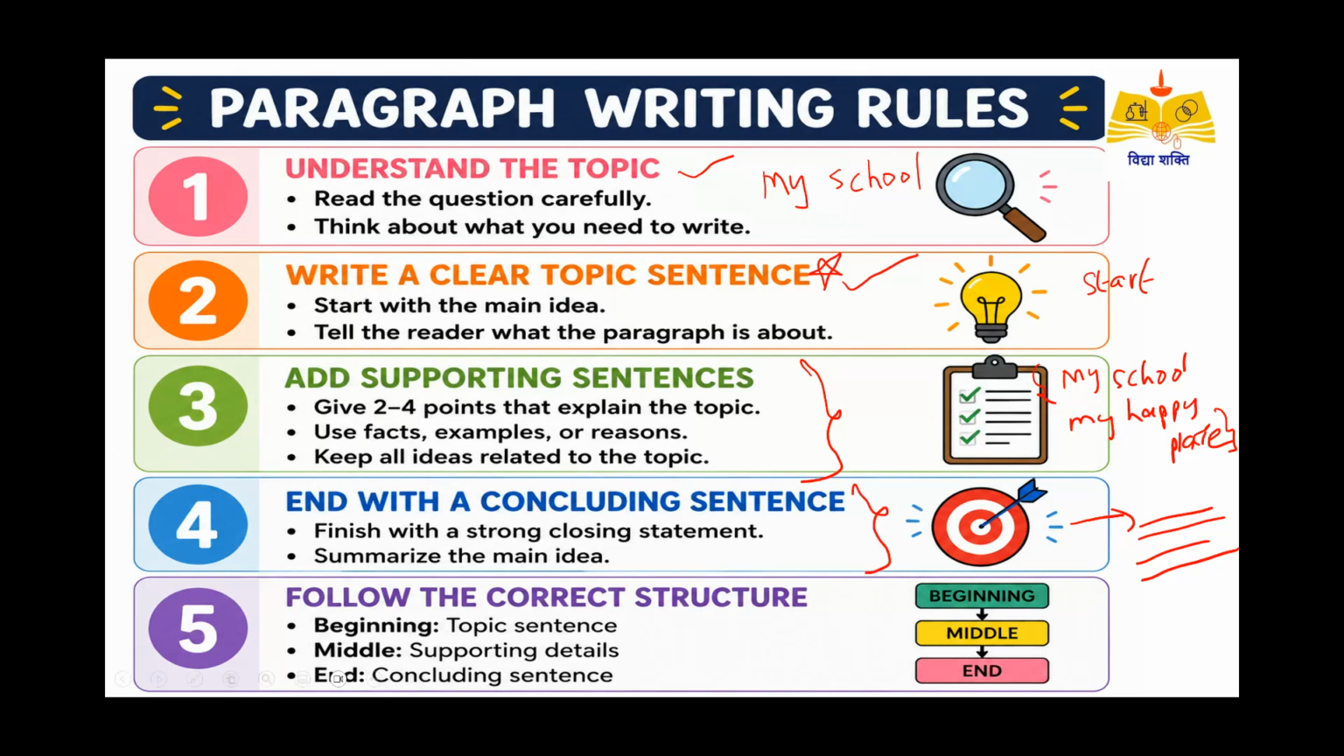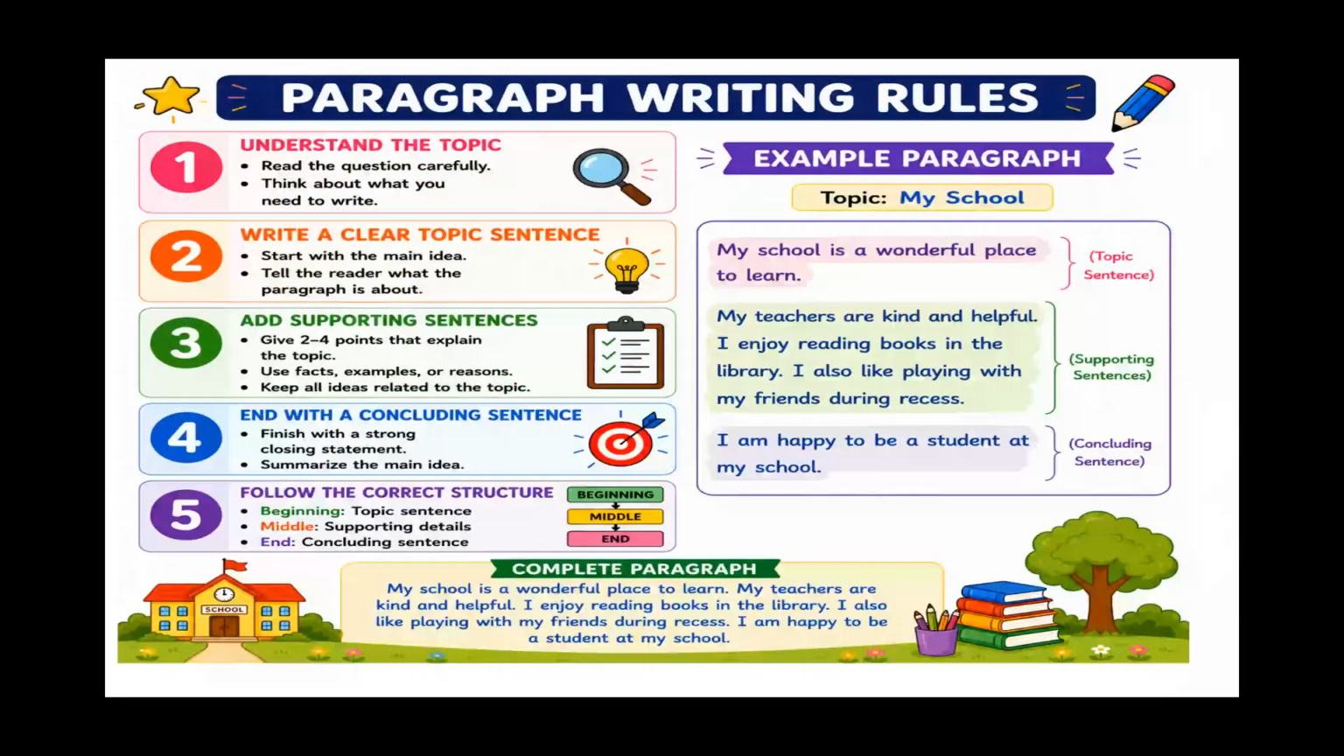You have to end whatever you are writing, you have to end it కదా. It should have a good start, then supporting lines, and it should have a conclusion. Okay? Then this is the order: beginning, middle, end. Topic sentence, supporting sentence, and concluding sentence. This is an example. My school అనే topic కి, my school is a wonderful place to learn. That is the topic sentence. This topic sentence tells the highlighting point of your paragraph. తర్వాత, you are writing, my teachers are kind and helpful.